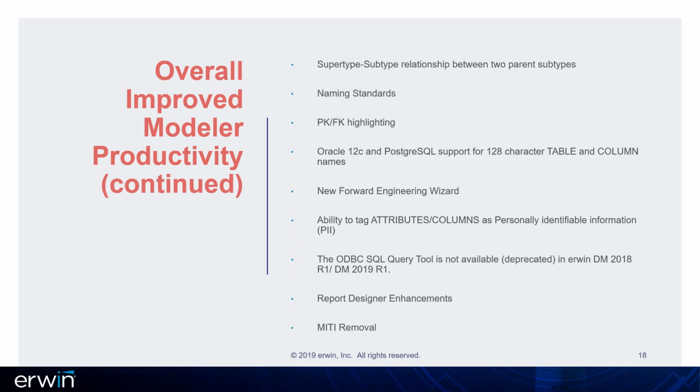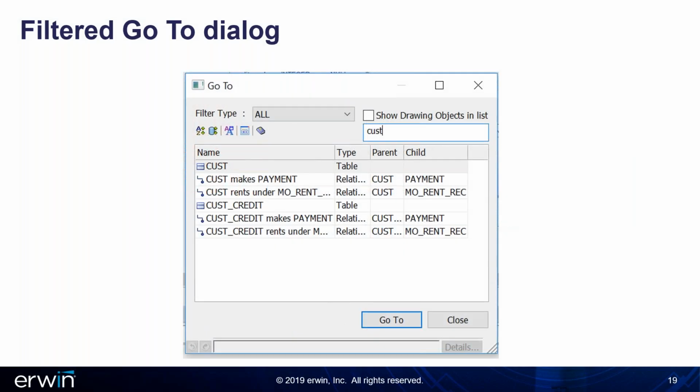I continue the list here. We're going to go over each of these individually. That's why I'm not reading off the top of the list here. So let's start with the filter go-to dialog. In the past, you would have all this information in there and it'd be very difficult to go to a particular entity because there's just too much data in there. Now we have a filter dialog, so you can begin typing the name of the particular entity or table, and that'll shorten your list and you'll be able to go to it much easier.